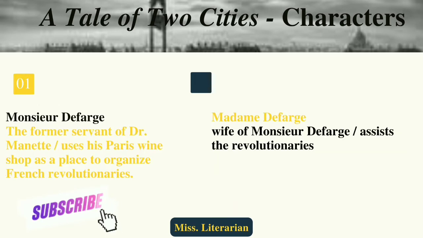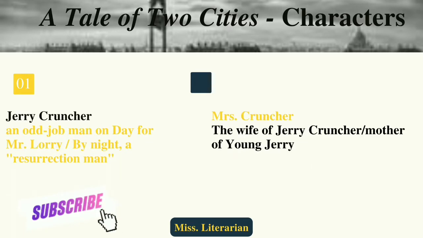Monsieur Defarge is a former servant of Dr. Manette. Defarge uses his Paris wine shop as a place to organize French revolutionaries. Madame Defarge is the wife of Monsieur Defarge. She assists the revolutionaries. Jerry Cruncher is a porter and messenger for Tellson's Bank and a secret resurrection man. Mrs. Cruncher is the wife of Jerry Cruncher and the mother of young Jerry. Mrs. Cruncher is a faithful woman who always prays constantly.